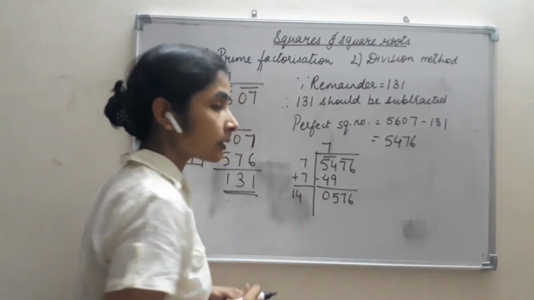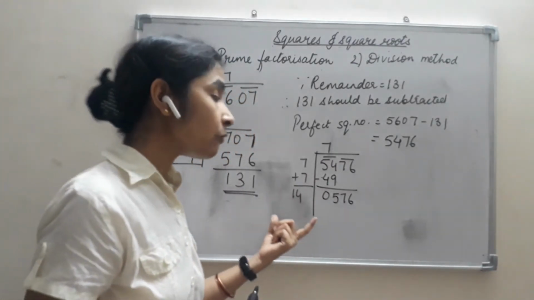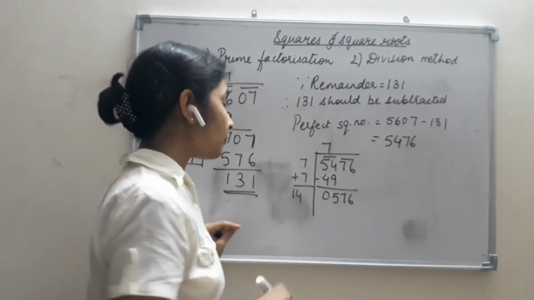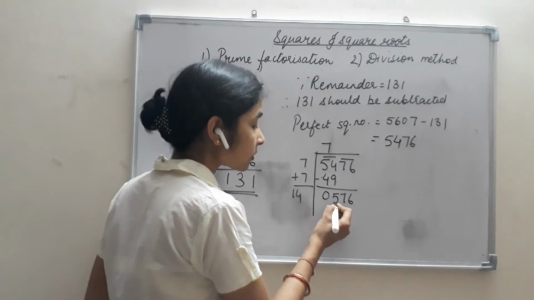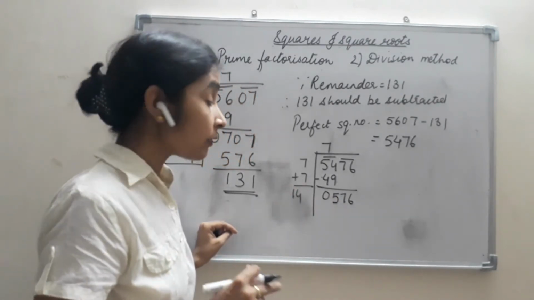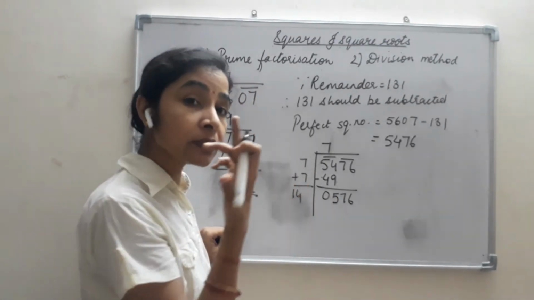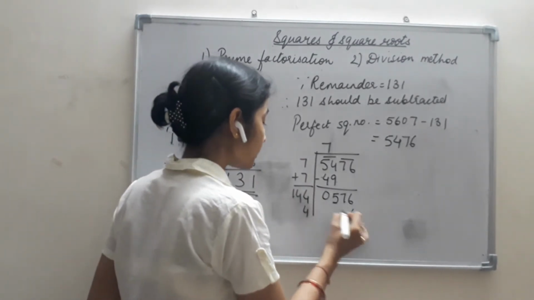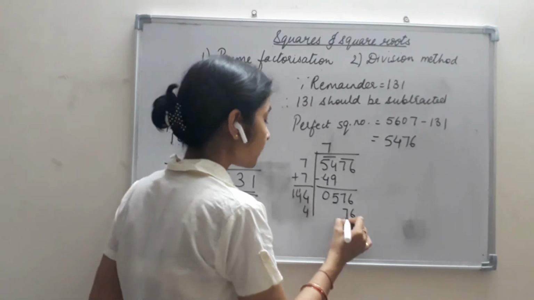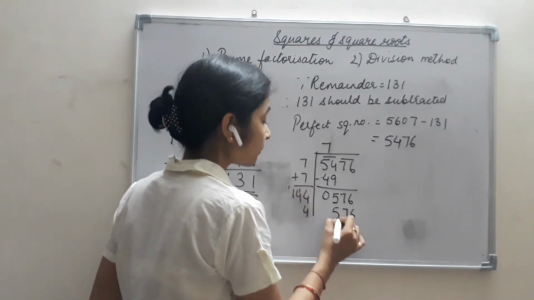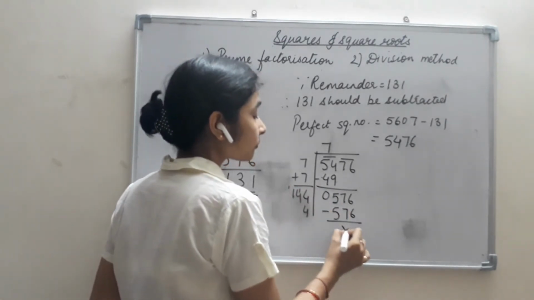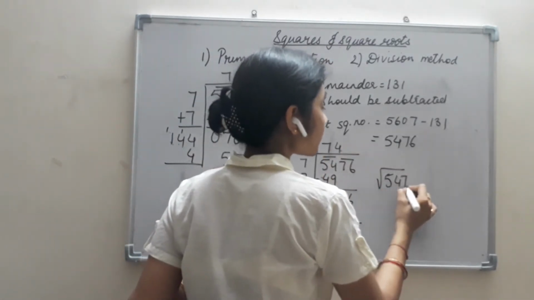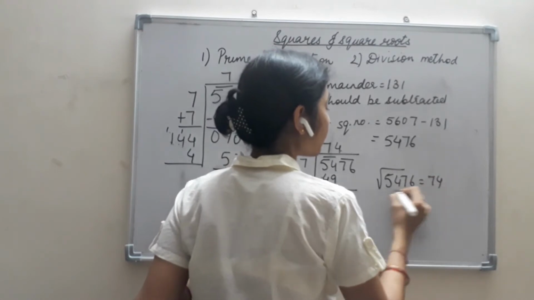Now which number should I take here? Only two numbers I can take, either 4 or 6, because we are having 6 in the end. Obviously we will have to take 4, because on the hundreds place I am having 5. If I take 6, then the answer will go in 600. So I can't take that. I will take 4 only. So 4 fours are 16. 4 fours are 16 plus 1, 17. 4 ones are 4 plus 1, 5. So the square root of 5476 is equal to 74.